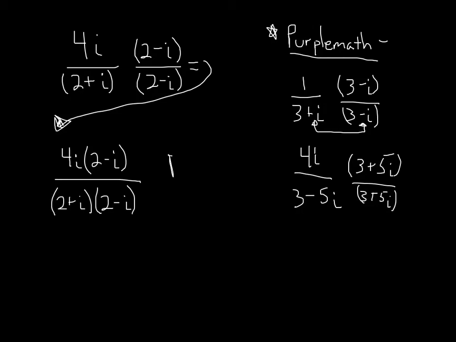It's something called the FOIL method. And this is how you multiply together two terms that are in parentheses like we see here. Like this 2 plus i times 2 minus i. The FOIL method. If you haven't learned it yet, it's very useful, and it stands for first, outside, inside, and last.